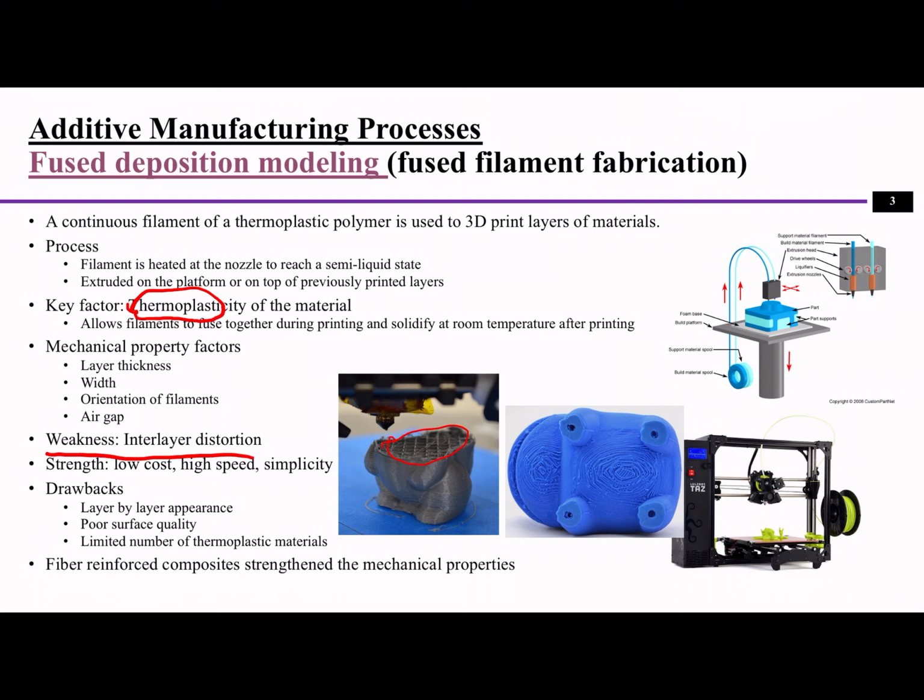Drawbacks we mentioned before: layer by layer appearance, poor surface quality, as you can see from those pictures. Limited number of thermoplastic materials. We're gonna talk about it in next week's class about the material in 3D printing. But for polymers, the material we can select for FDM is actually very limited.